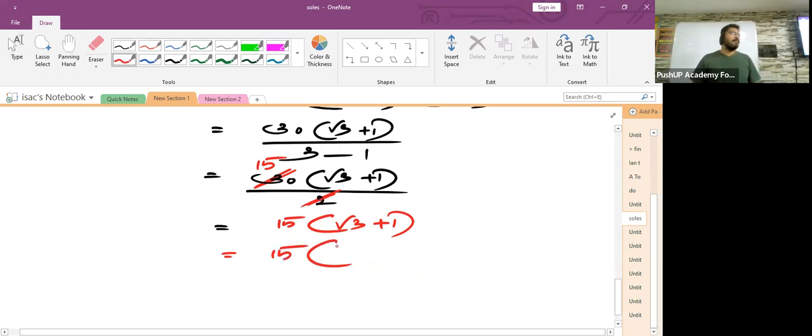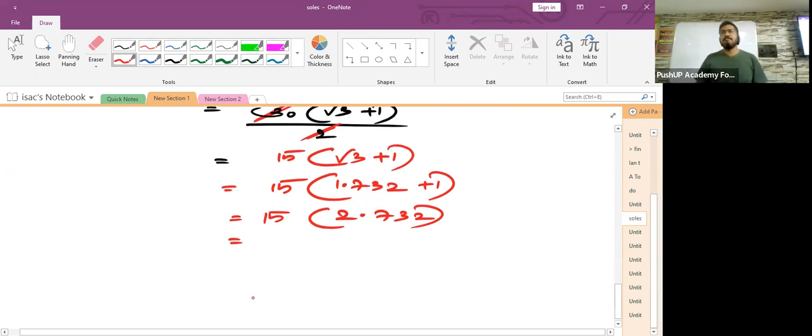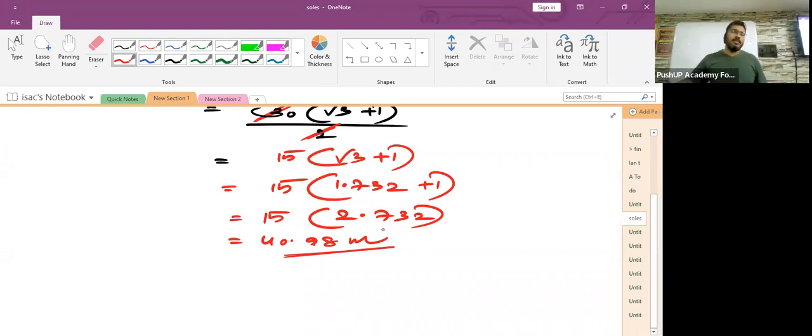Now 15 into root 3 plus 1. Children, what is the value of root 3? 1.732. So I can replace it with 1.732 plus 1, which is equal to 15 into, what is 1.732 plus 1? 2.732. And if you multiply these two numbers, what you are supposed to get? 40.98 meters. No need to put that extra 0 because you need only 2 decimal figures, right? So 40.98 meters. Very good.